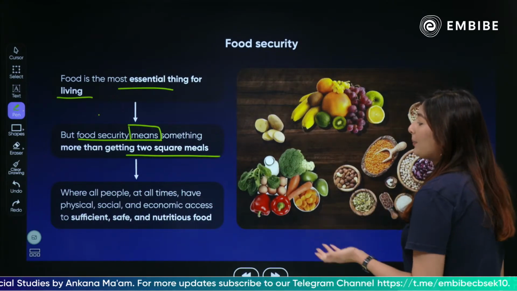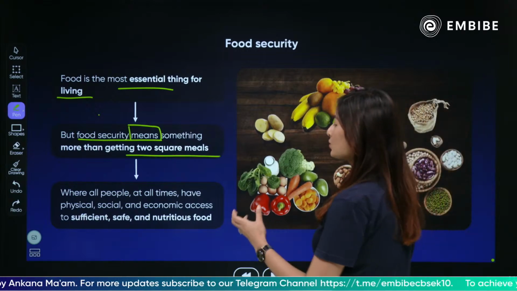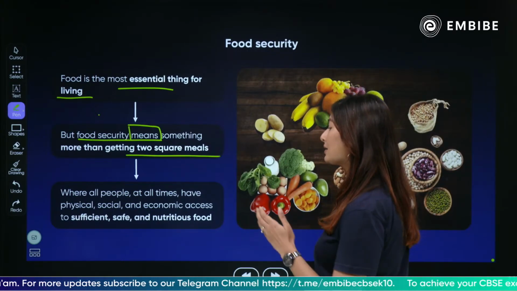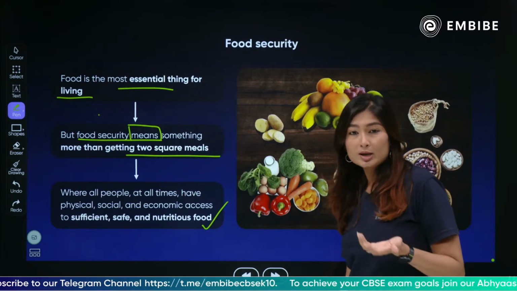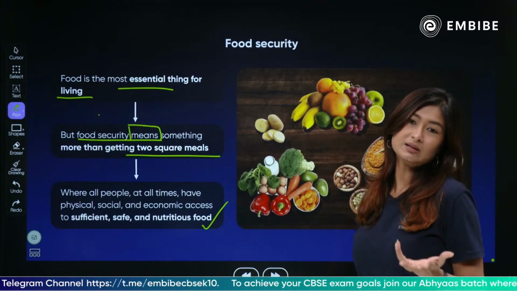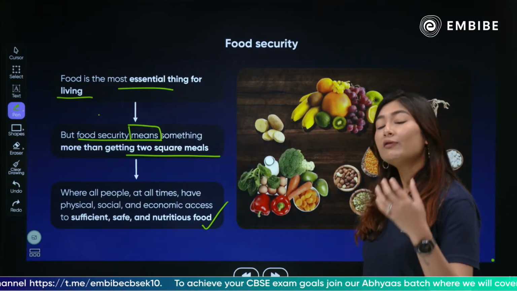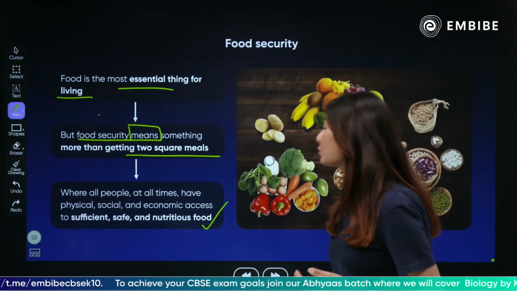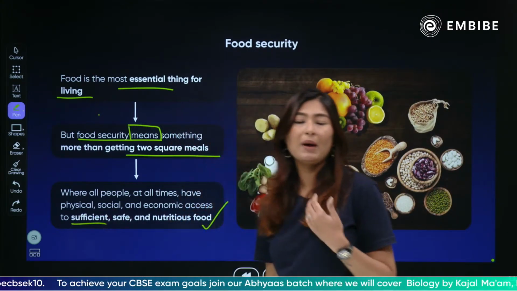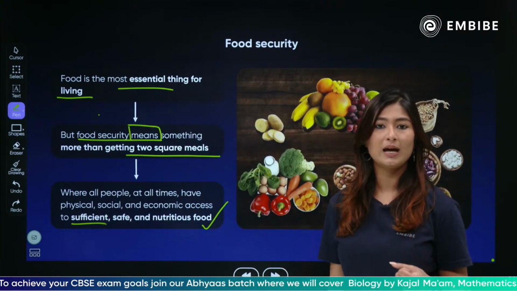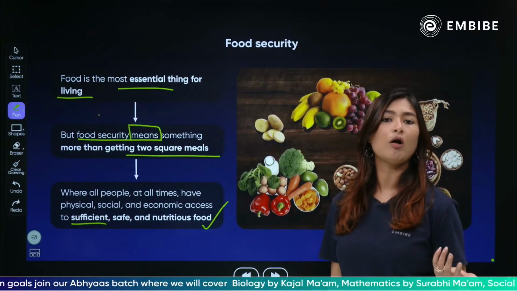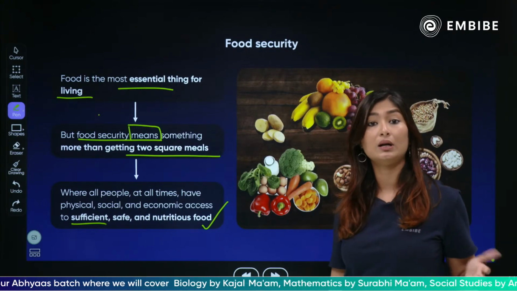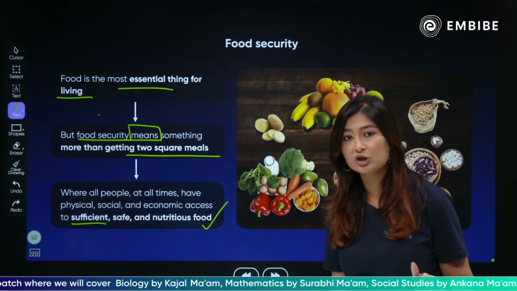ठीक है? जहाँ पे लोग हर वक्त physical, social और economic access की बात करते हैं to sufficient, safe and nutritious food. So food which is not poisoned, food which does not have chemicals which will ultimately kill you. The food has to be safe. The food has to be sufficient. As I told you, I need 3 chapatis to be healthy, but I only get 1. So that doesn't mean that I'm secured food-wise. I'm just getting 1 every day, not as a choice, but as a compulsion.